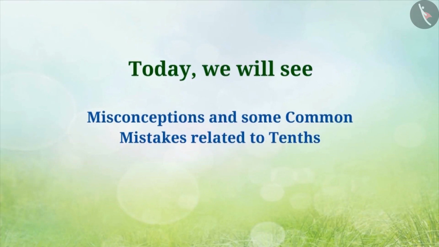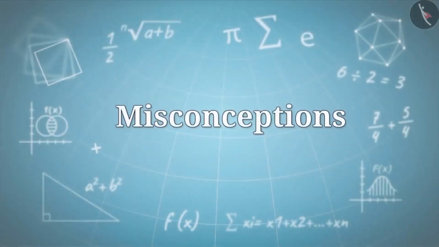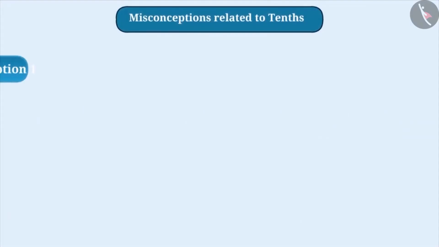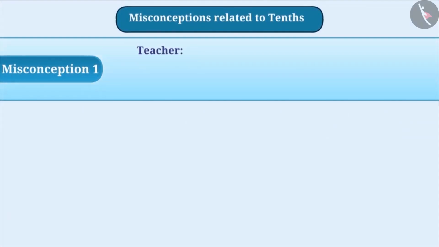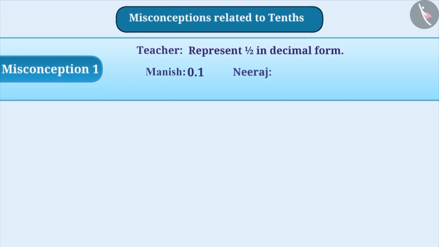Today, we will see some misconceptions and common mistakes related to tenths. Misconception 1. One day, the teacher asked the students to represent 1/2 in decimal form. Manish wrote the decimal form of 1/2 as 0.1, Neeraj wrote it as 1.2, and Seema wrote it as 0.5. Identify who is correct among the three.